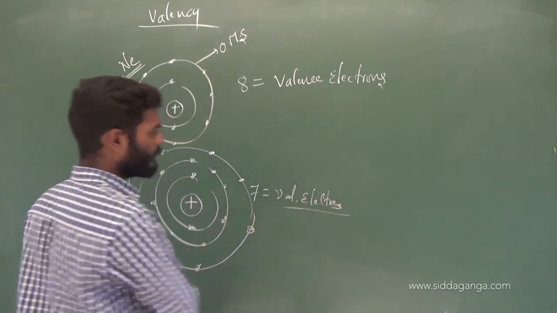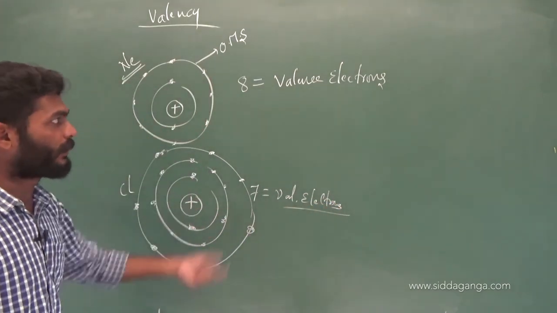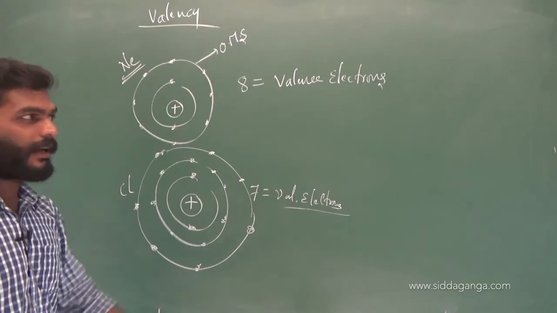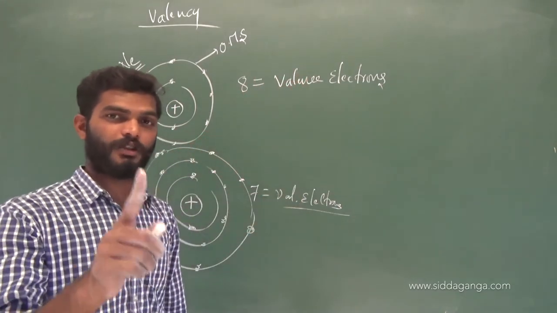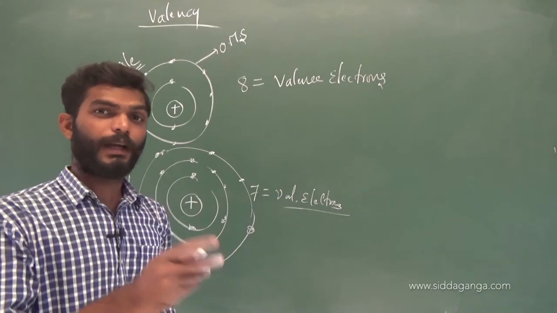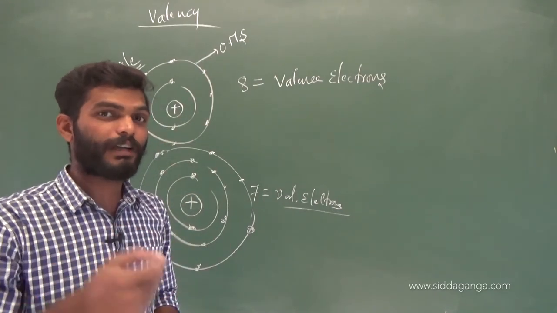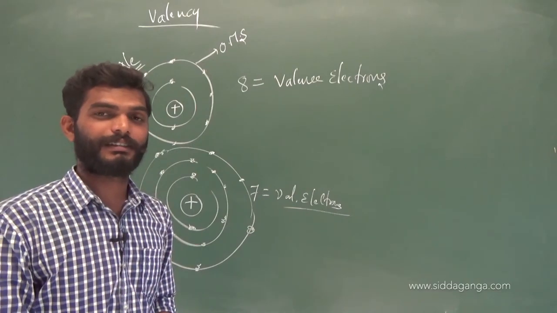Number of valence electrons is 7 in chlorine, 8 in neon, argon 8, that is, 8 in the OMS. Hydrogen only 1, helium 2 electrons are there in the shell, in the first shell. Therefore that becomes the valence electrons.